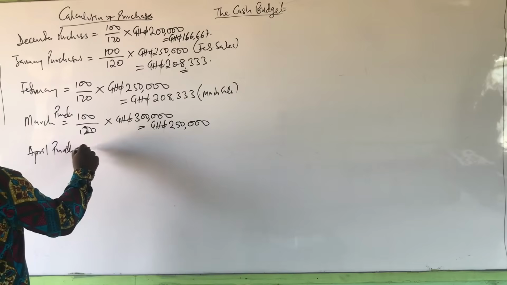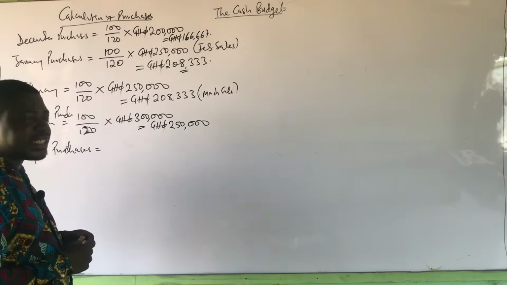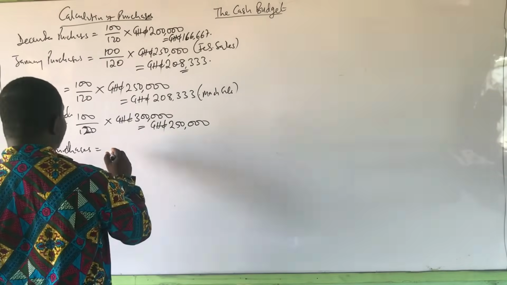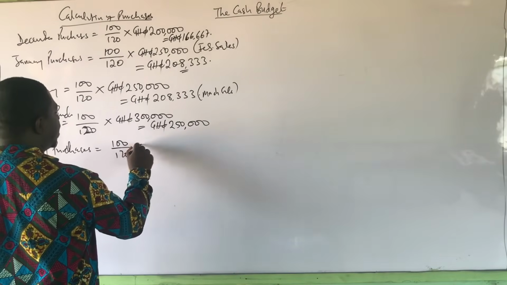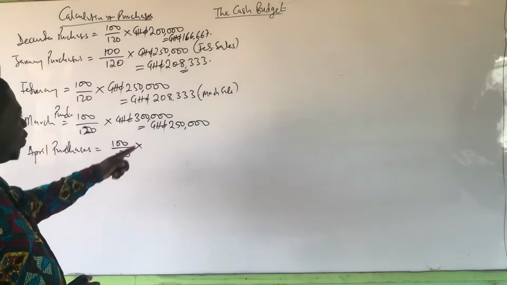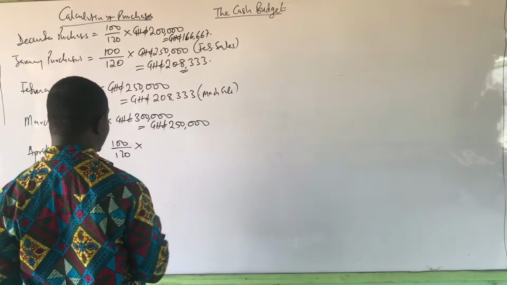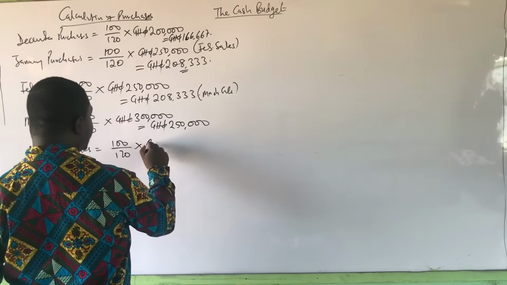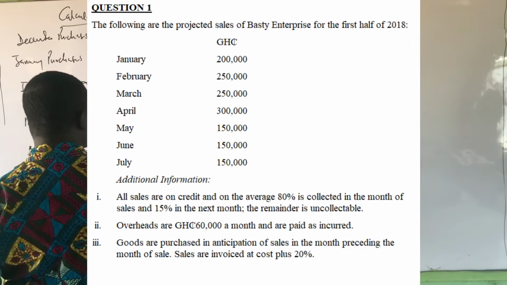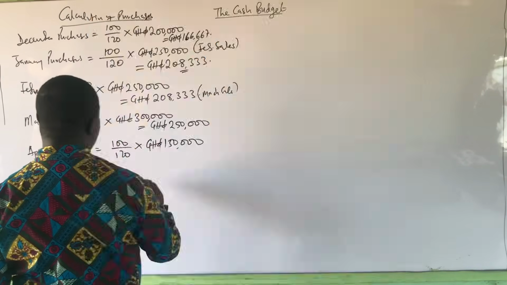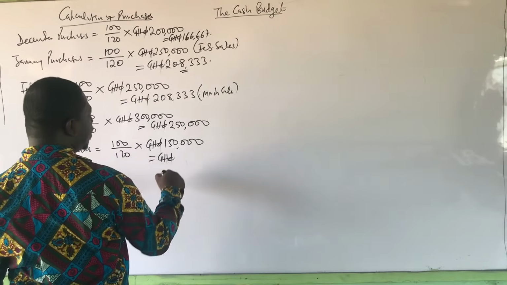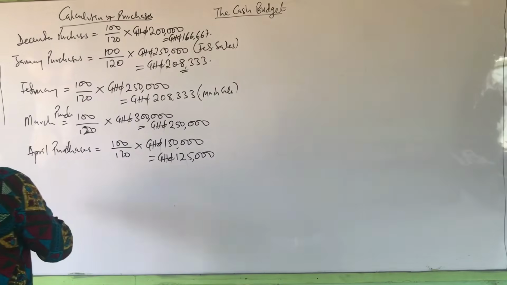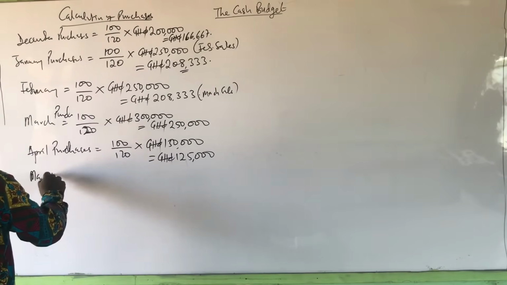I'm sure understanding is building. If you don't understand, please go back and watch it again. You may get it with a second repeat. So 100 over 120 times the sales for May, since April purchases will be based on the sales for May. And so the sales for May was 150,000. And therefore, it's going to give us 125,000 Ghana cedis. And then we move to May. So May purchases.